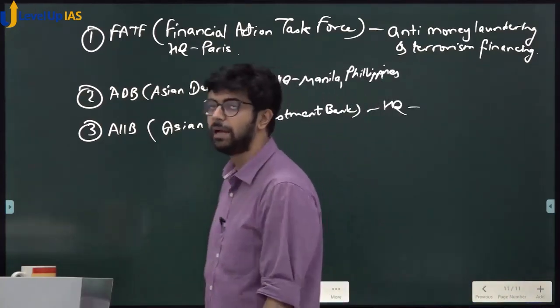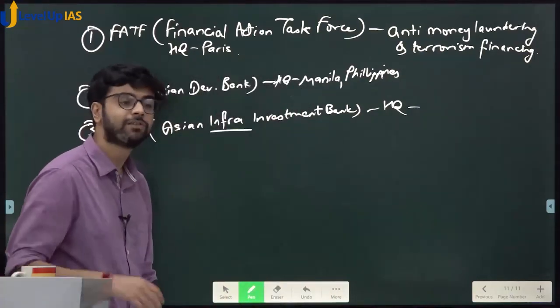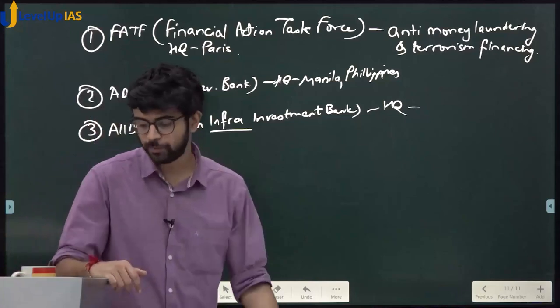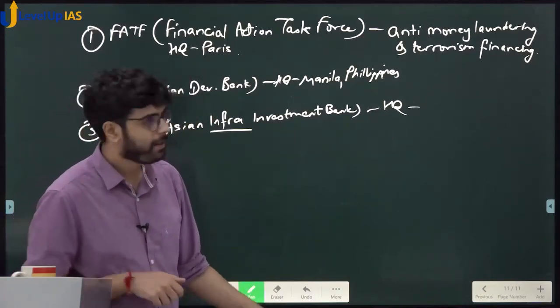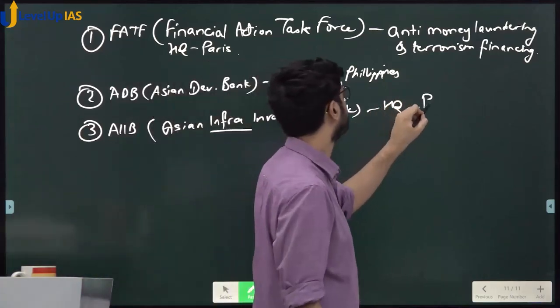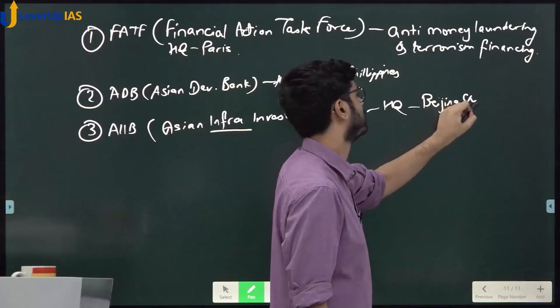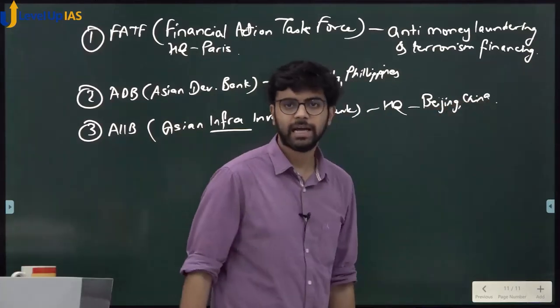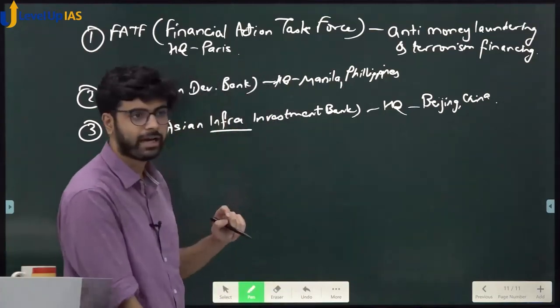ठीक है, what AIIB does is, नाम में लिखा है, it provides, so will it provide long term loans or short term loans? Long term loans, very good, है ना. AIIB headquarters, Beijing, China. ठीक है, Asian Infrastructure Investment Bank. India is the fourth or fifth largest shareholder in AIIB.